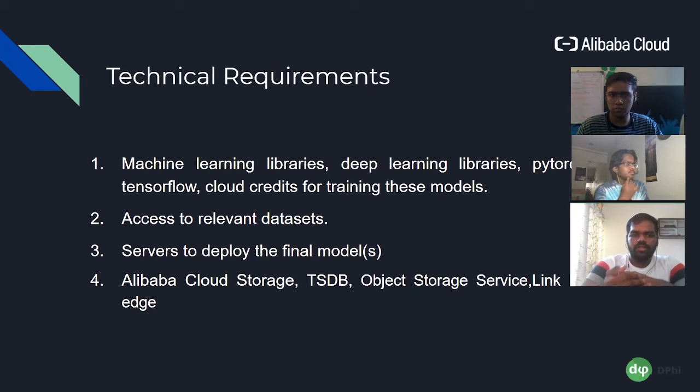And finally, the Link IoT Edge, we plan on using this service for connecting the devices which are spread around the farm to the internet, I mean, to the server which we want, and use the MQTT protocol, and finally send the data from that MQTT broker to the TSDB service. So this is all with the IoT part.